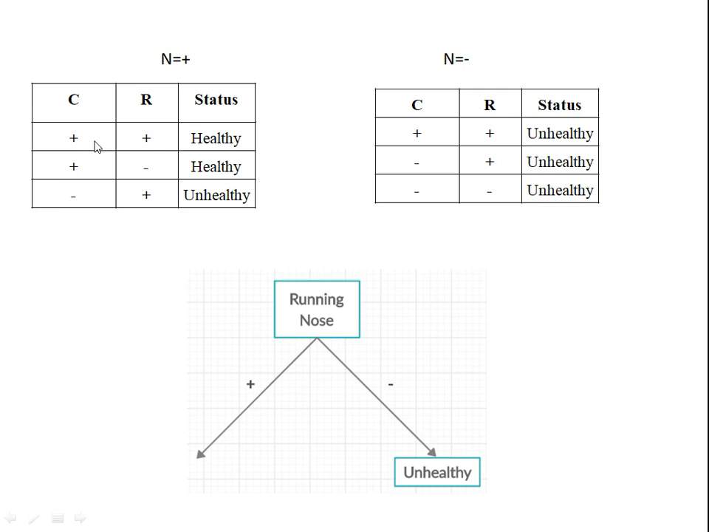Even if you see the analysis, when C is plus, we are getting healthy, and when C is minus, we are getting unhealthy. Therefore we can easily predict that our next powerful attribute is C. Now here there is no need to further classify. The final class label is attached.